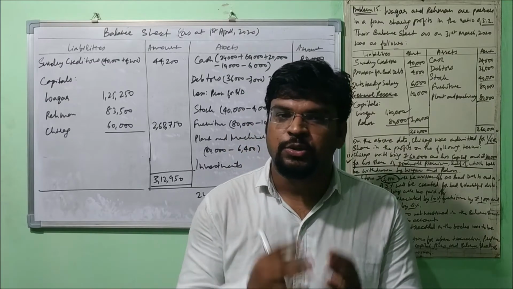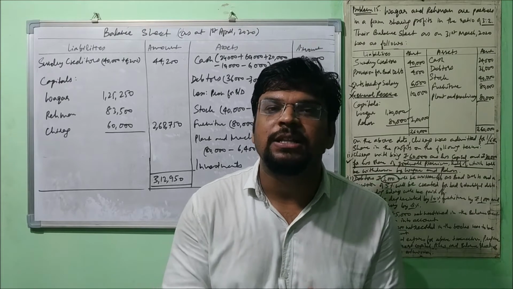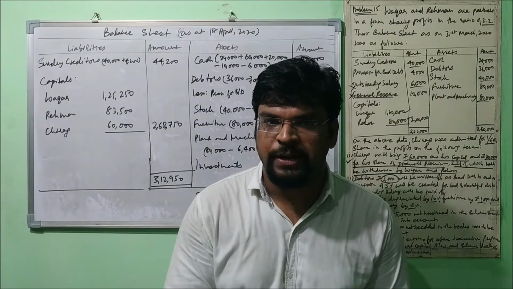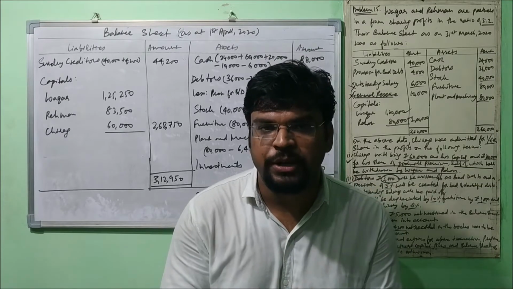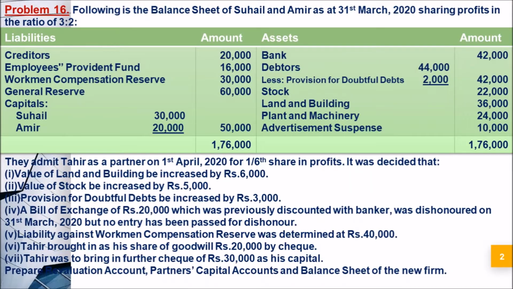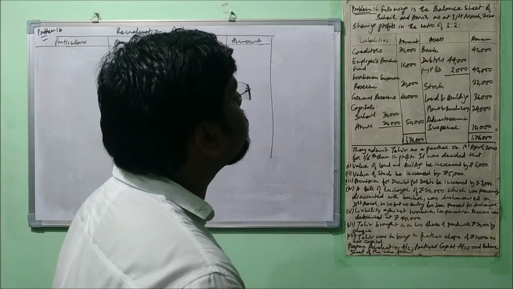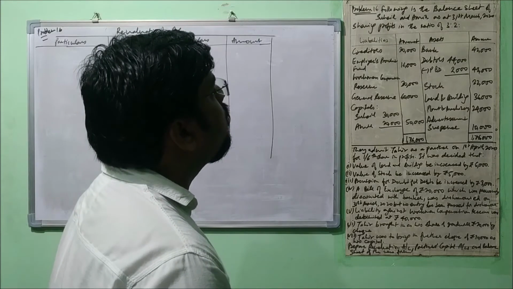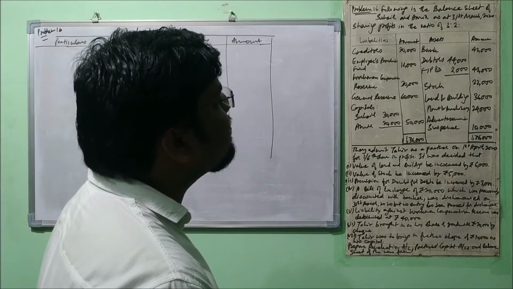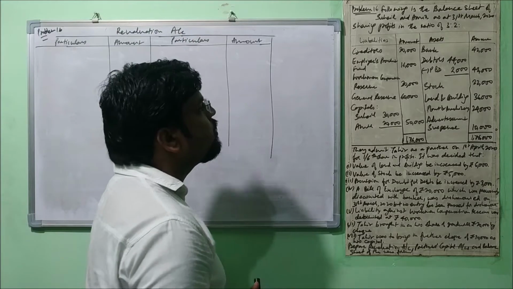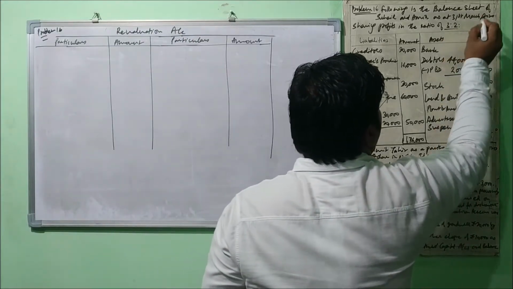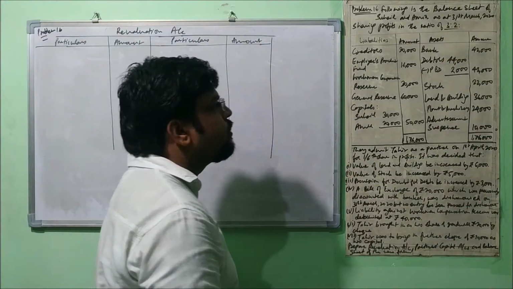Now we are going to attempt another numerical question. You can see the question on your screen. I have written the question here, problem number 16. Following is the balance sheet of Sohail and Amir as at 31st March 2020, sharing profits in the ratio of 3:2. That is their old profit sharing ratio.